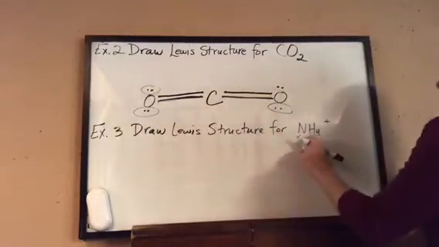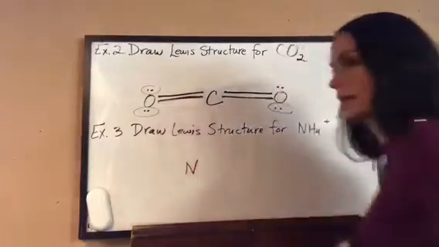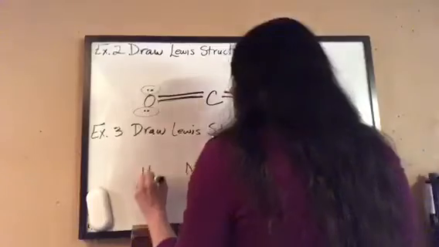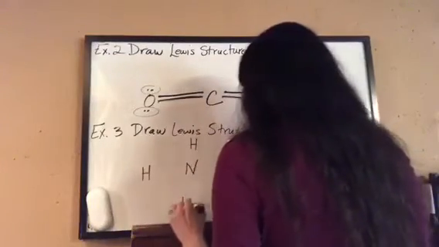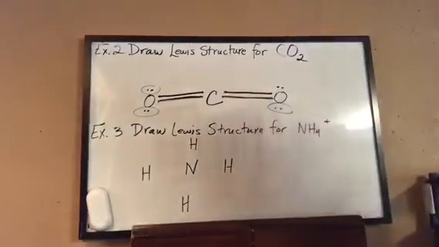Identify the central atom. Nitrogen appears once in the formula. Nitrogen is the central atom. We have 4 adjacent atoms of hydrogen. Let's draw those 4 adjacent atoms of hydrogen around the nitrogen.